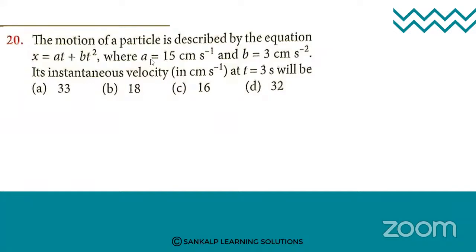Let's do this. The motion of a particle is described by the equation x is equal to a t plus bt square, where a is equal to 15 centimeter per second, b is equal to 3 centimeter per second. Its instantaneous velocity at t is equal to 3 second will be. Same question almost. So please do this and tell me the answer, students, fast.